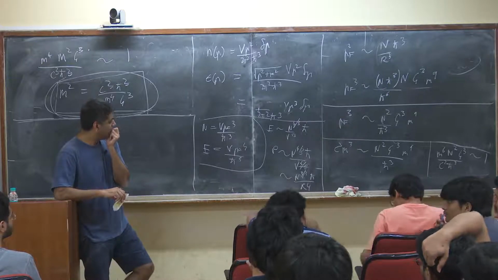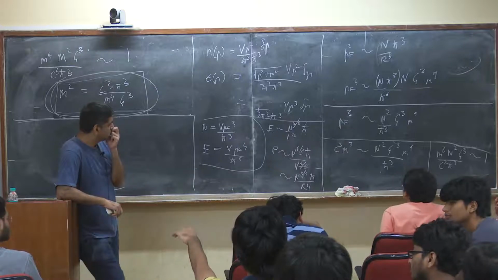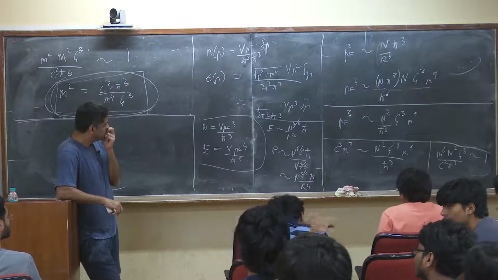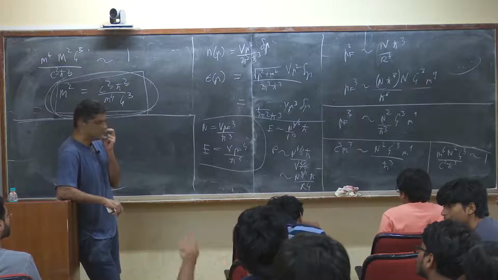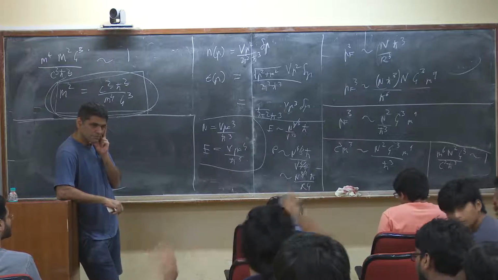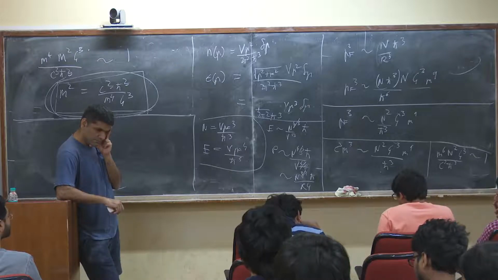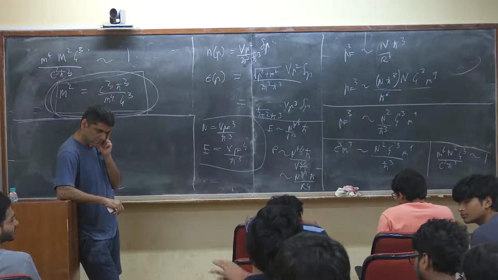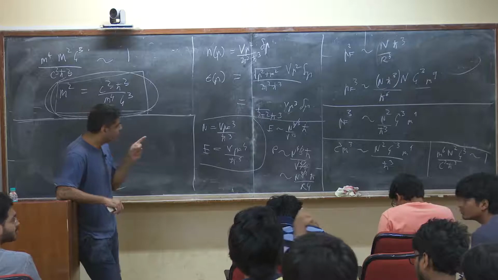What if, say that again? What if we have 1 by r cube for pressure in the non-relativistic case, and 1 by r square in the extremely relativistic case? Somewhere the functional form changes from r cube to r square. What if 1 by r cube doesn't hold all the way till the limit p_F goes to infinity? What if there's a change in function?